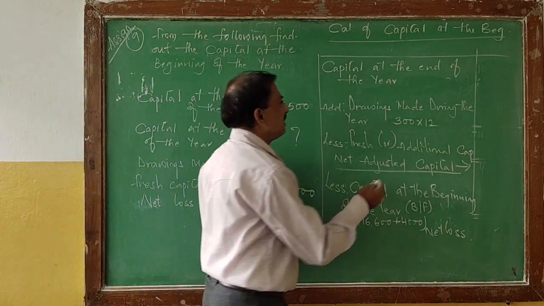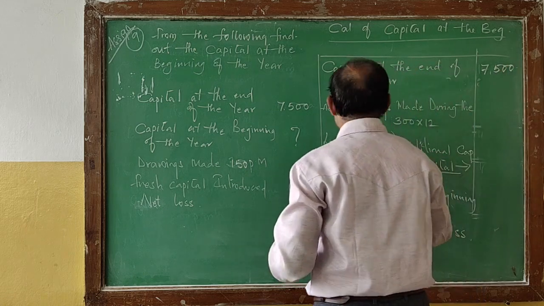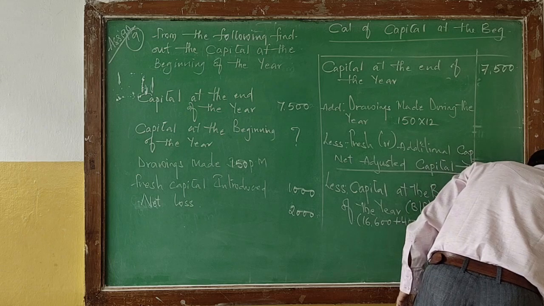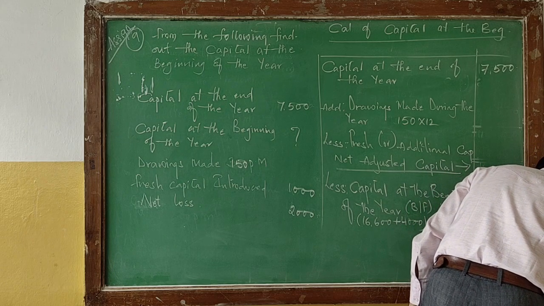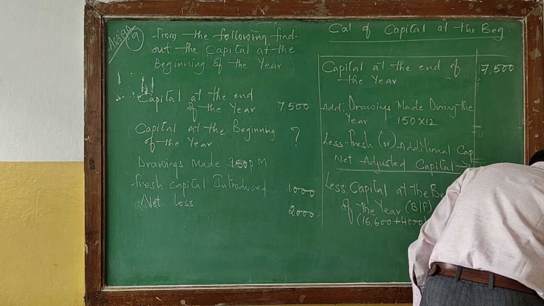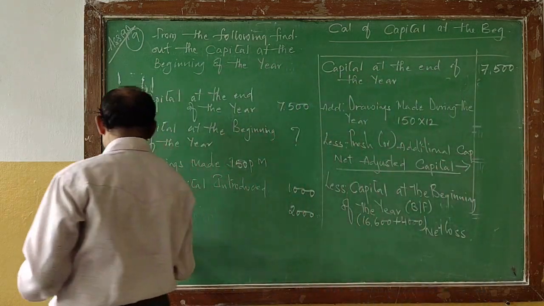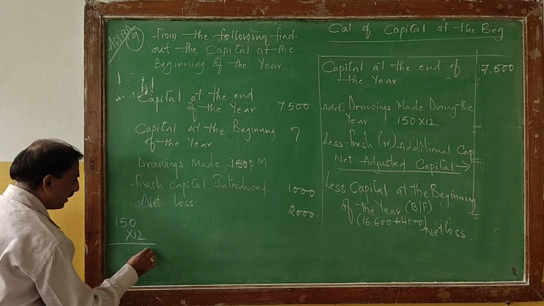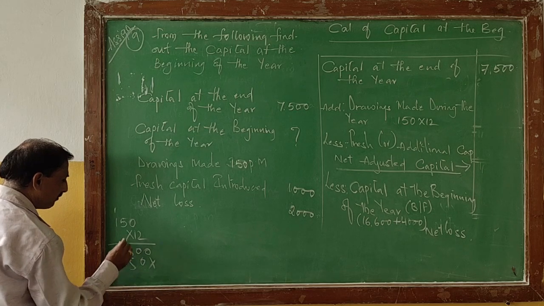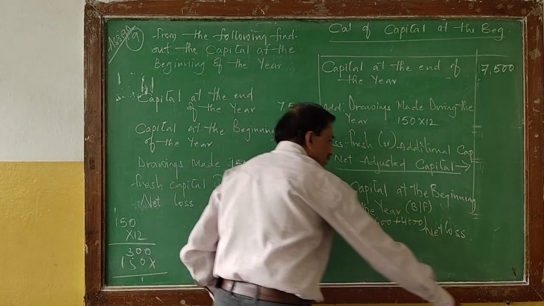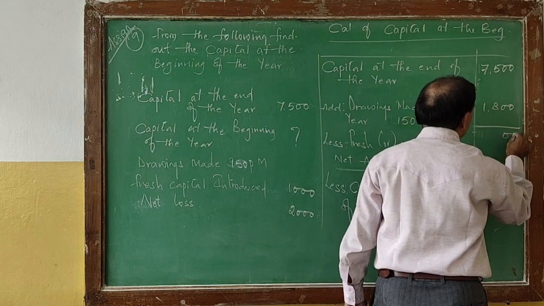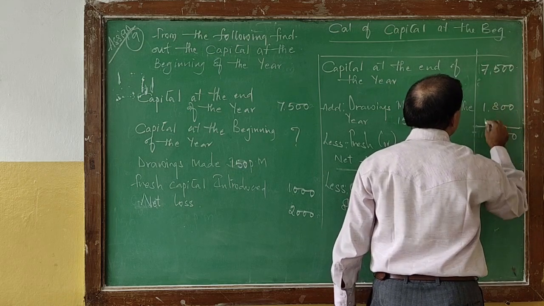So first we will take 7,500. It is the basic or starting point of our problem. So we are having drawings made by the proprietor, 150 rupees into 12. Calculate: 0, 2 5s are 10, 1, 2 1s are 2, 3, 0, 1 5s are 5, 1 1s are 1. So you get 1,800 rupees. So 1,800 we will add. 0, 0, 8 plus 5, 13. 1 carry 7, 8, 9, 9,300.